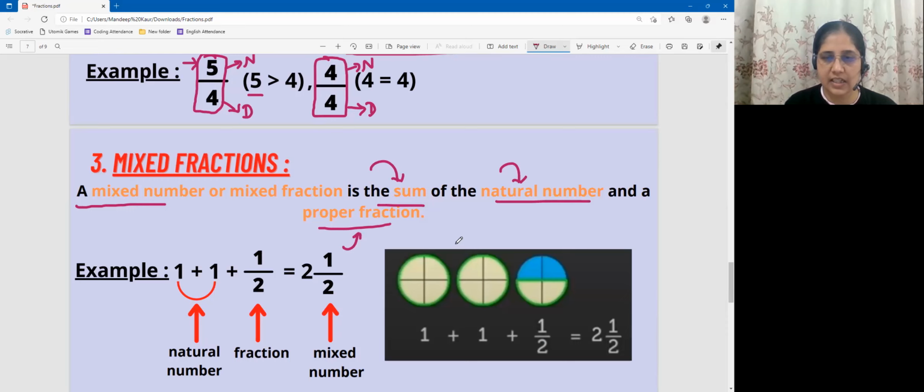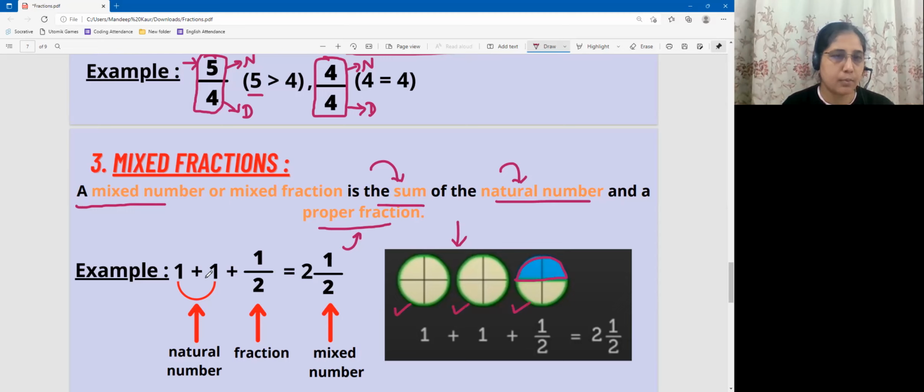Let's take a look at this example. So here we can see three circles. The first circle is one whole, all the four parts are shaded in one color. The second is again one whole, and in the third circle, half of the part is shaded and half of the part is unshaded, right? So here we can see clearly, this is one whole plus one whole plus 1/2.